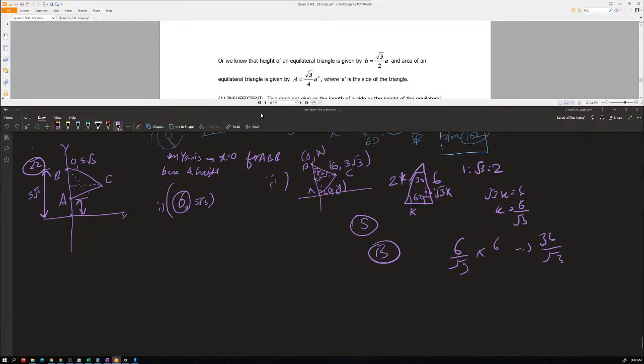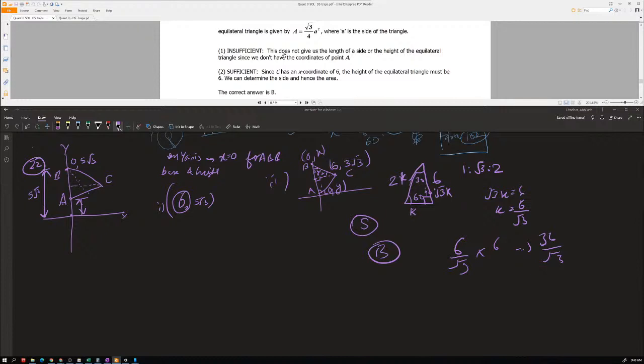It says that if you know the formula where h is equal to root 3 by 2 a, then you will know the height once you know the side, and you know the area once you know the side. So basically, if you know the side, you know everything. And yeah, I know the formula, but didn't need to apply it. So root 3 by 2 a. Okay.